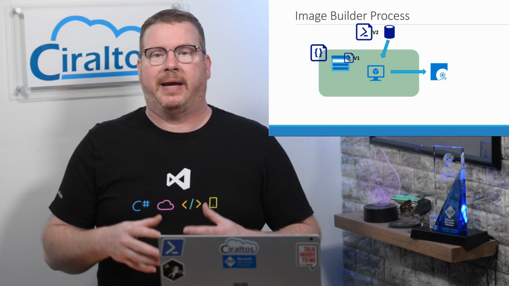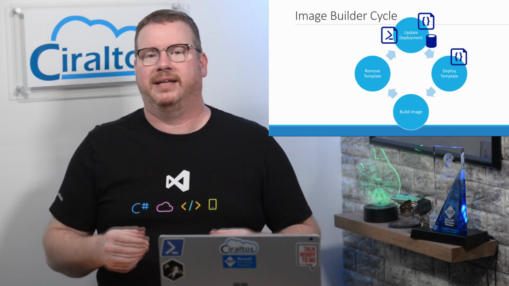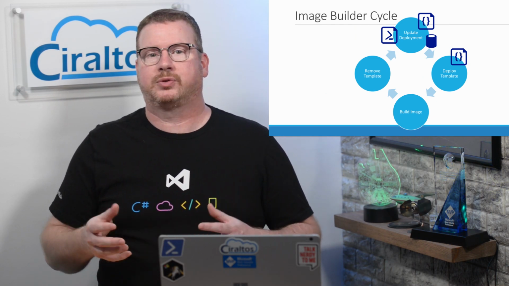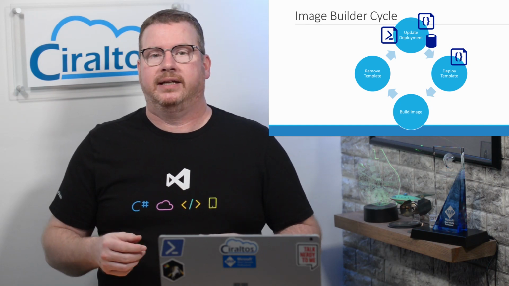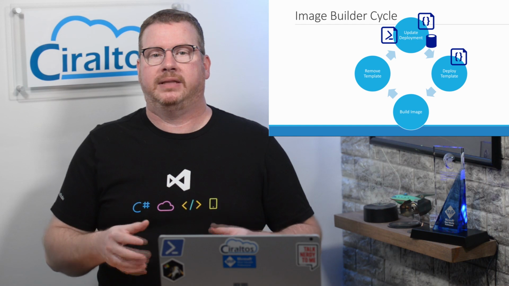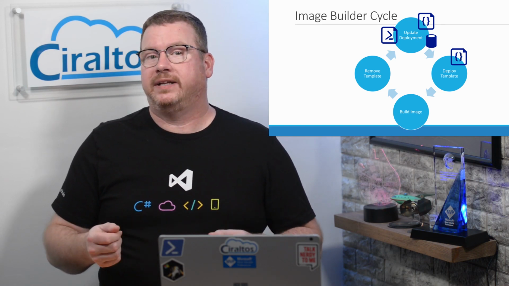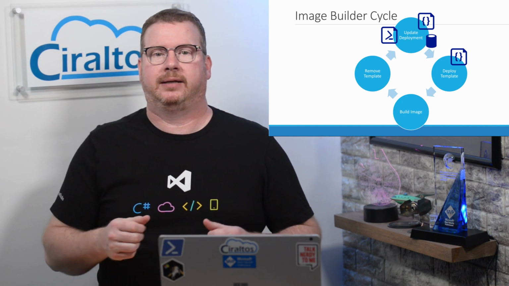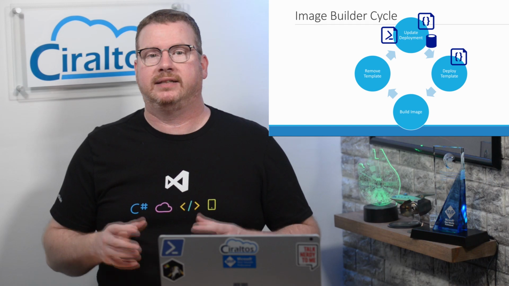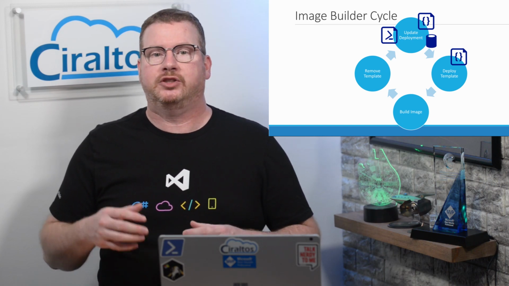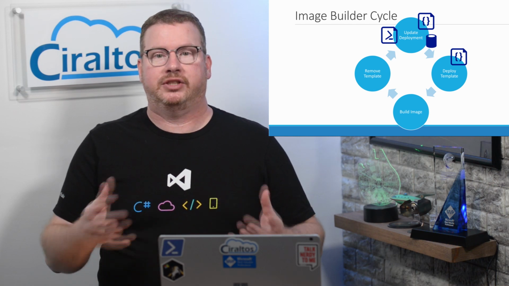So why not just make that as part of the cycle? Here's the process. We start by updating our deployment. That could be templates, install scripts, or source installation files. Then we deploy the template. This gets the environment ready for the build. Then we run the build process. Once that finishes, we remove the image builder template. With a DevOps pipeline, we can trigger a build whenever the template or installation script is pushed to the repo. Each time that's updated, a new image is created.